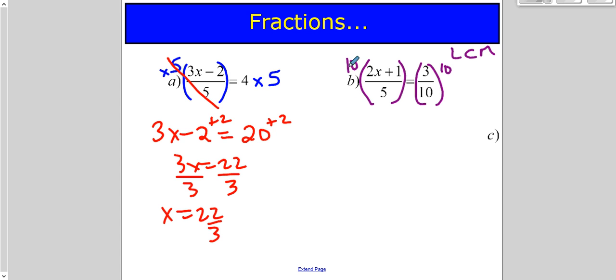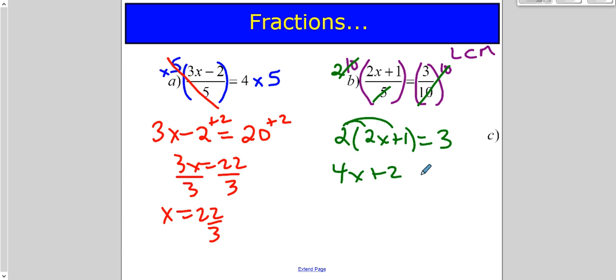And what happens is 5 goes into 10 two times. So that leaves me a 2 up there. So I have a 2 and then a bracket and 2x plus 1. And this 10 can divide into this 10, leaving me with 1, and 3 times 1 is just 3. So now we end up with an equation like this, which again is perfectly fine. I'm going to multiply this 2 inside the bracket. So 4x plus 2 equals 3. And then I'll subtract 2 from each side. 3 minus 2 is 1. And then divide by 4, so x equals 1/4.